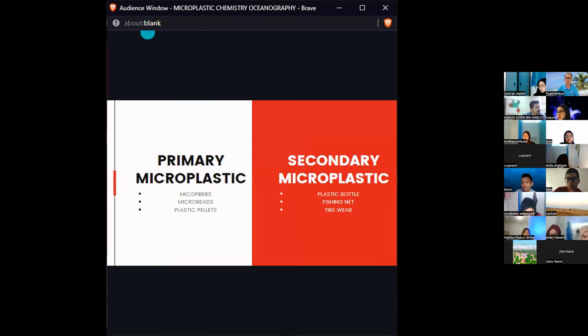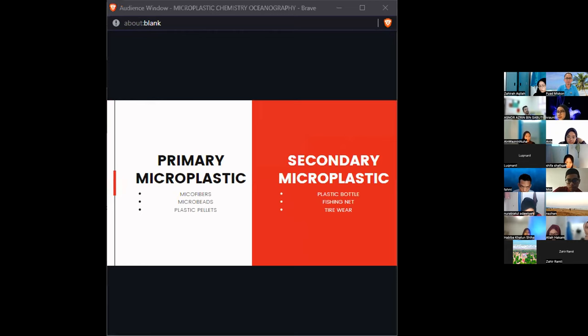Okay. So this is an example of the primary microplastics, which are microfibers from clothing, microbeads, and plastic pellets. For your information, microbeads are manufactured solid plastic particles of less than 1 millimeter in their largest dimension. And plastic pellets, also known as nozzles, are the building blocks for nearly every product made of plastic. For the secondary microplastics, examples are plastic bottles, fishing nets, and tire wear.